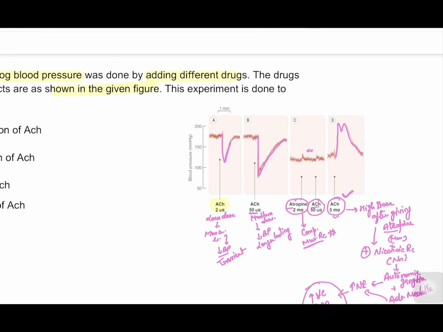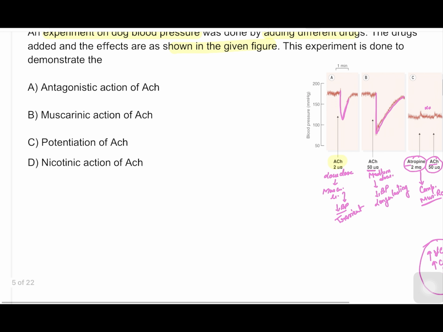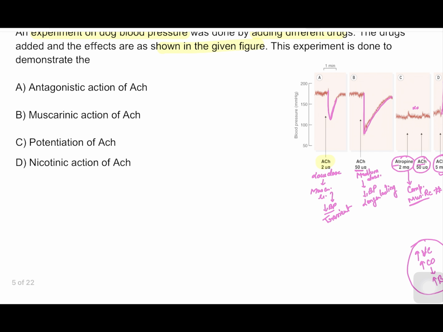So why is this increase in blood pressure coming even after giving acetylcholine? Because atropine has blocked all the muscarinic receptors, and if muscarinic receptors are blocked and we are giving more and more acetylcholine, it will go and start working on the nicotinic receptor. So now we will read the options.